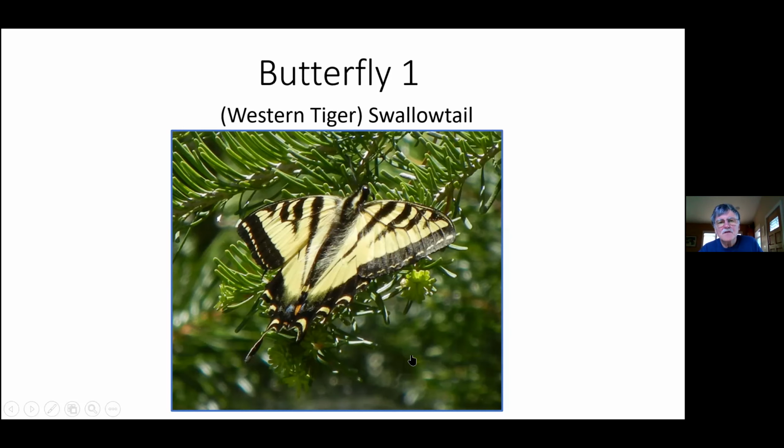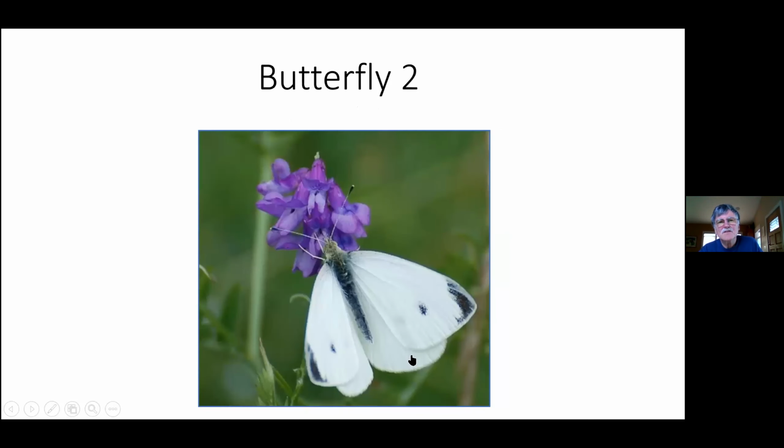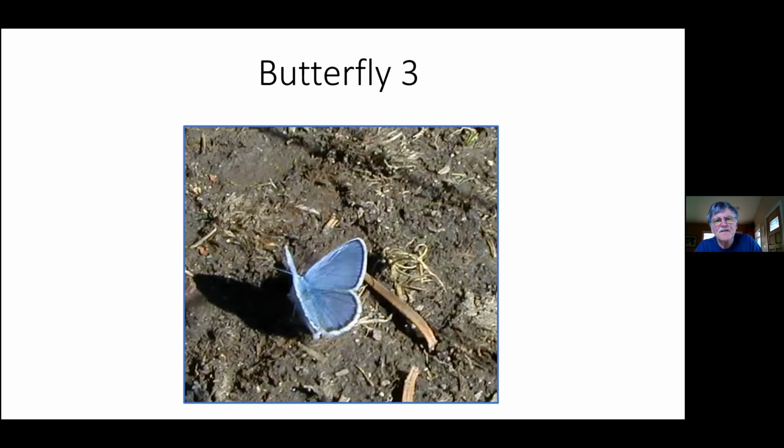Okay, next one. This is a medium-sized one, uniform color. This is easy, so I won't dwell on this one. This is white. In fact, it's a cabbage white. You can actually tell it. The dark on the edge of the wings helps identify it. But remember, you might have to catch this one and look under the wings for the pattern to get the species. Not so for the first one.